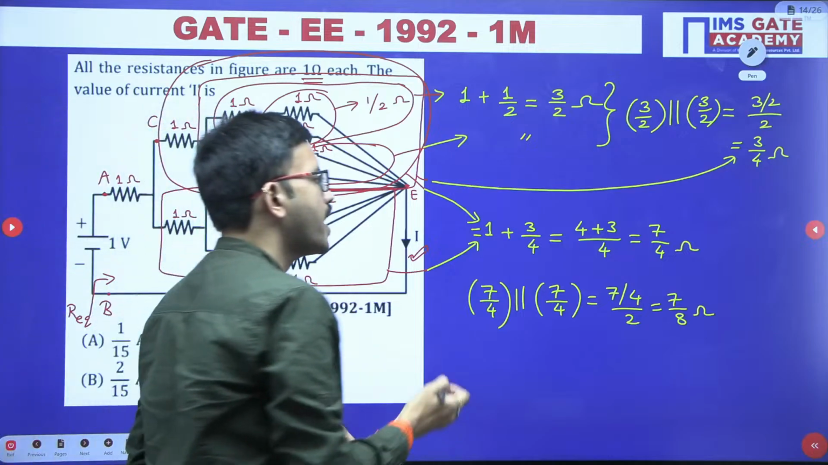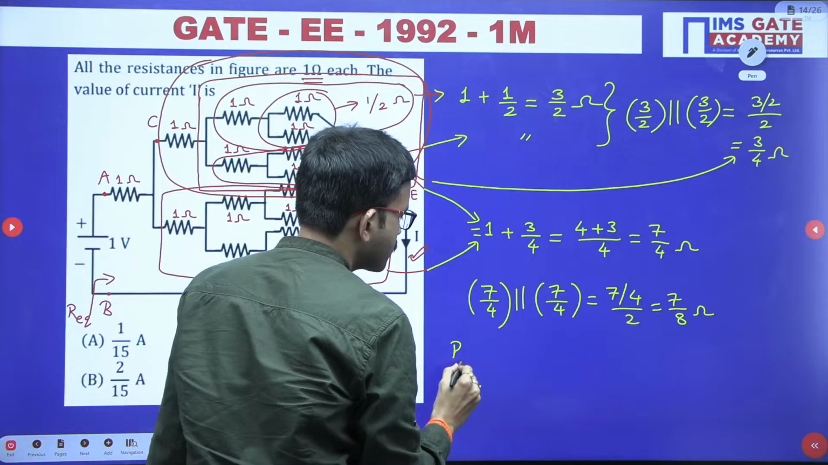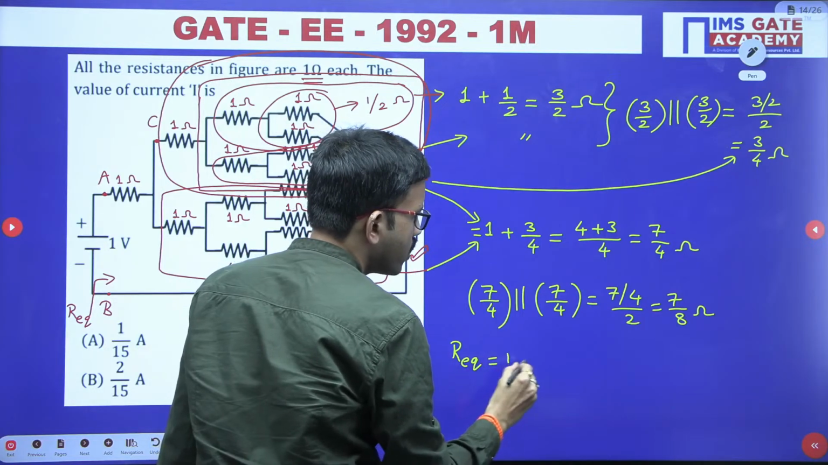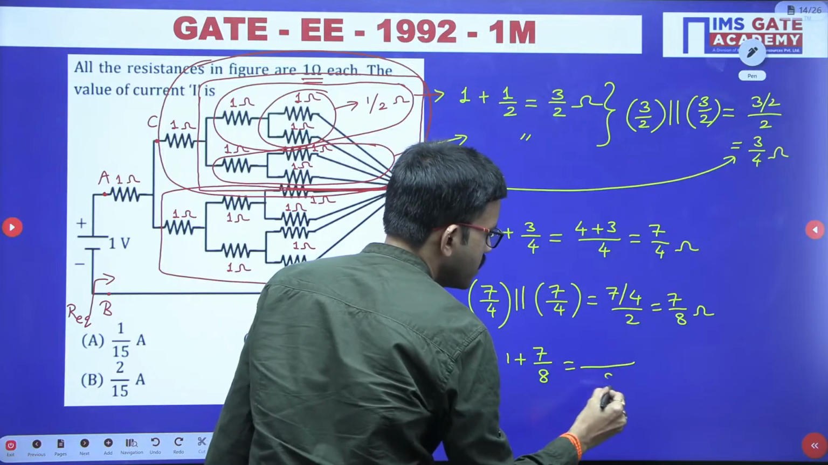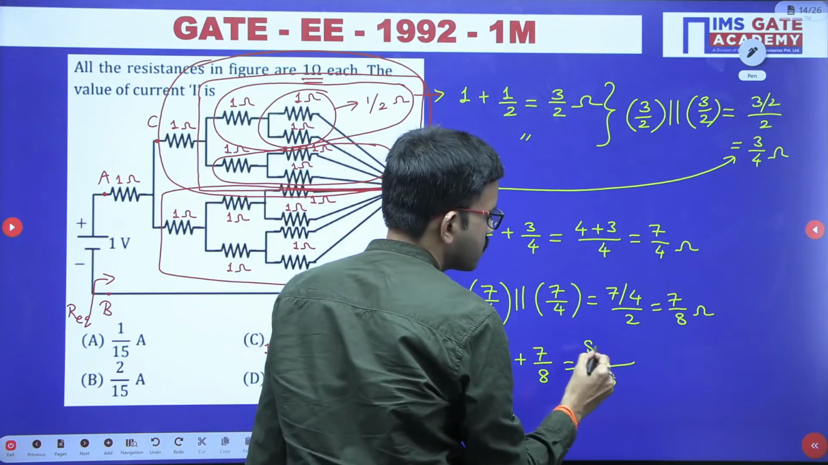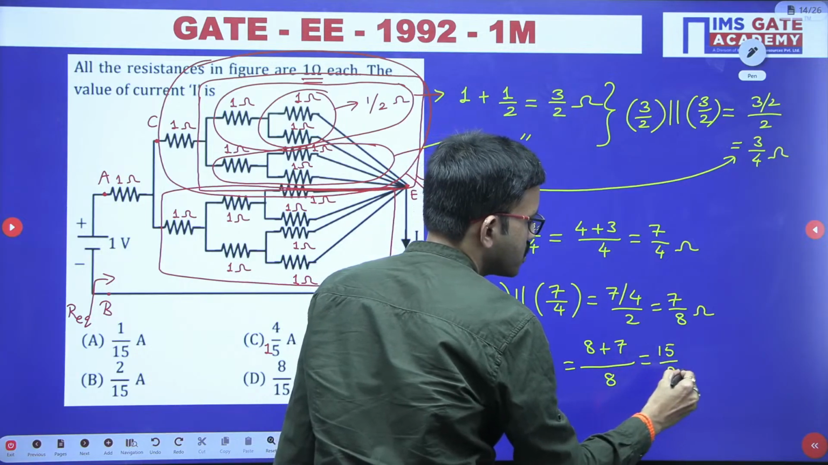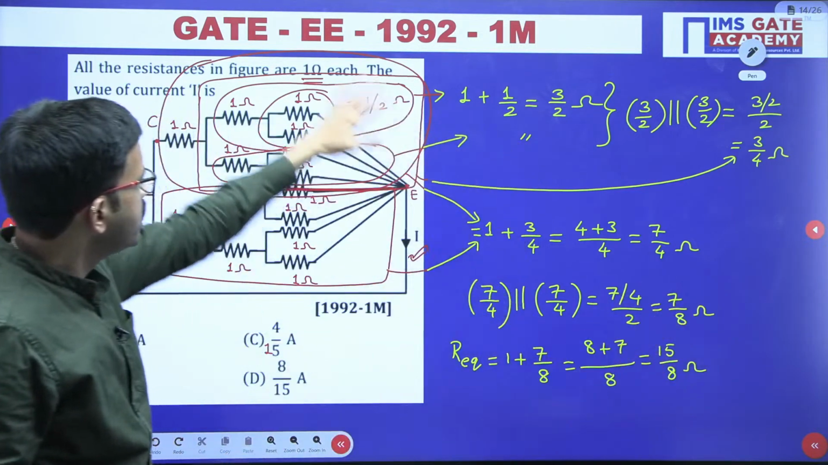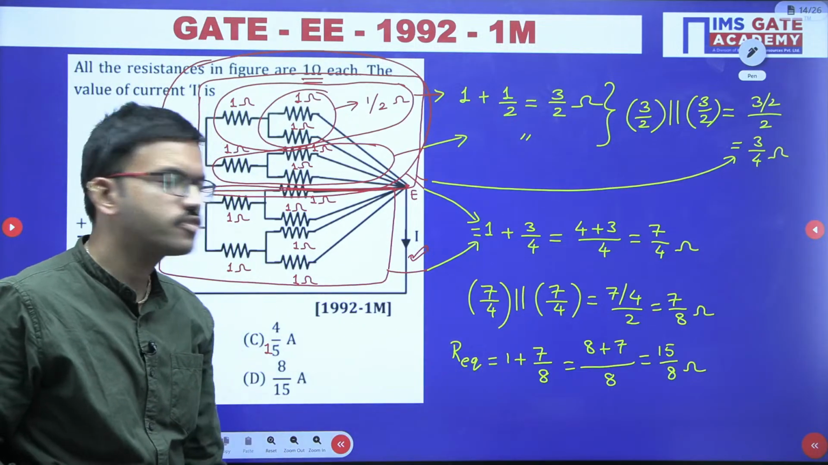In series we can add the respective resistances. So R equivalent is nothing but 1 plus 7 by 8. Here 8 is the LCM, so 8 plus 7 is 15, divided by 8, units are ohm. Now this entire circuit we have replaced with one single resistor, and that value is 15 by 8 ohm.